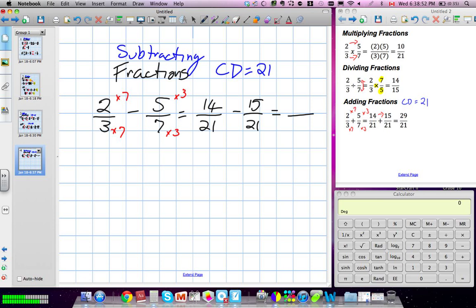Okay. So it's almost the exact same as adding. We just subtract instead, but we've got to get a common denominator. So let's make up another question here for you. 3 over 8 minus 2 over 7. All right. So we need a common denominator. What can we use?